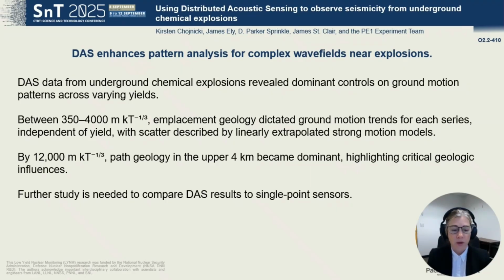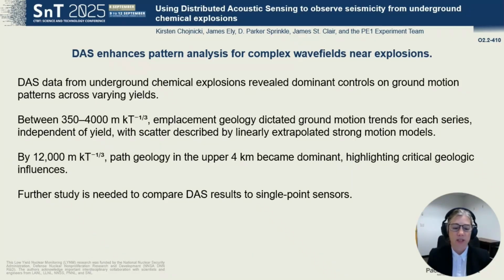By 12,000 meters per kiloton to the 1/3, path geology in the upper 4 kilometers became dominant, highlighting critical geologic influences. While this is consistent with expectations, actually quantifying the distance over which these changes are happening in these smaller scale events is something that is a new result for this work.